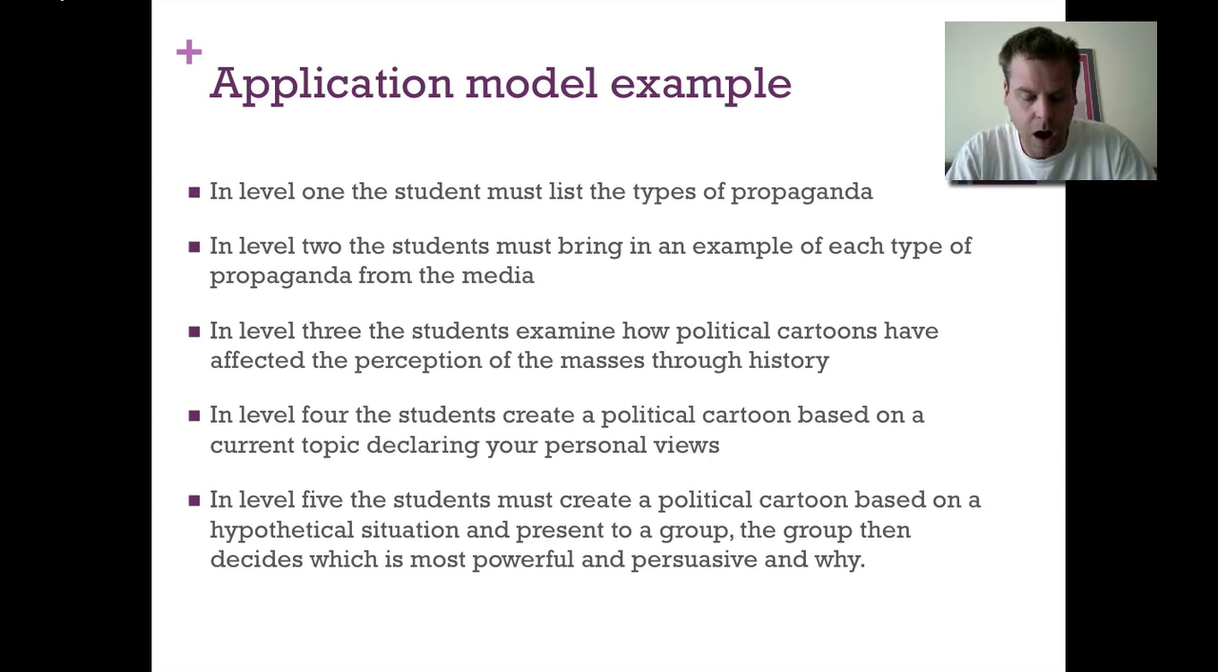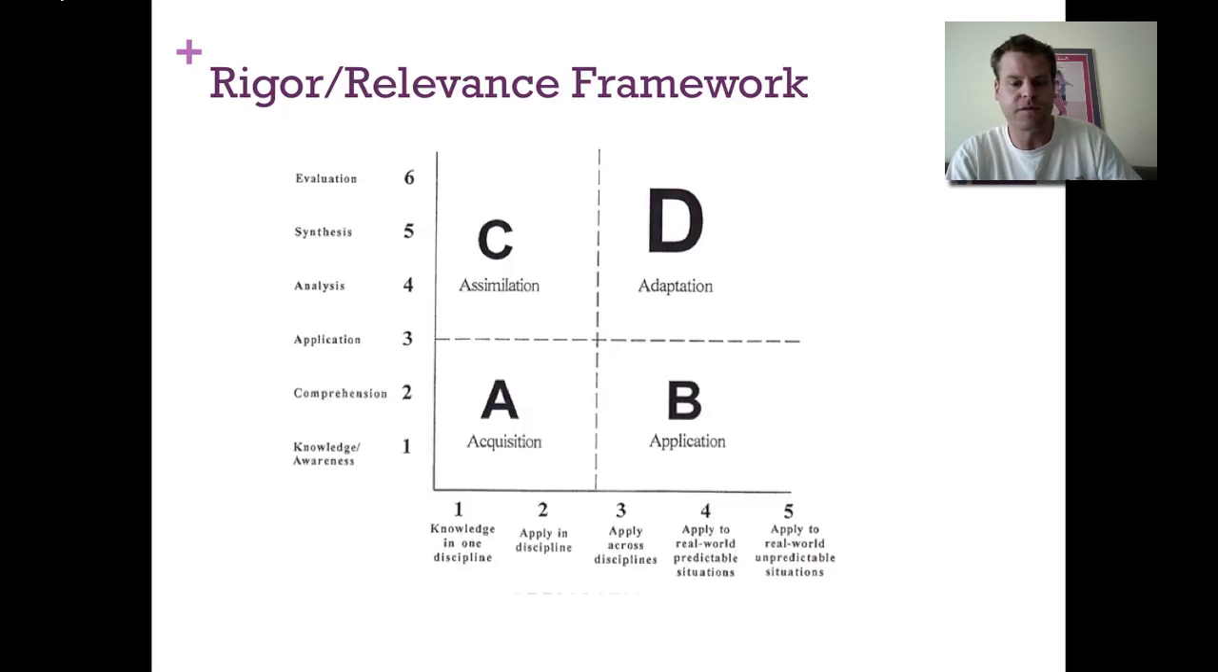So according to Warford, our best instruction happens when we spend our time high on Bloom's taxonomy and high in the application model. Here's his framework. As you can see in the grid, we have 4 quadrants, based on a matrix. In quadrant A, the students spend their time with acquisition of knowledge. In B, they spend their time applying that knowledge. In quad C, the students spend time assimilating that knowledge. And finally, in quad D, they spend time adapting to and adapting the knowledge.